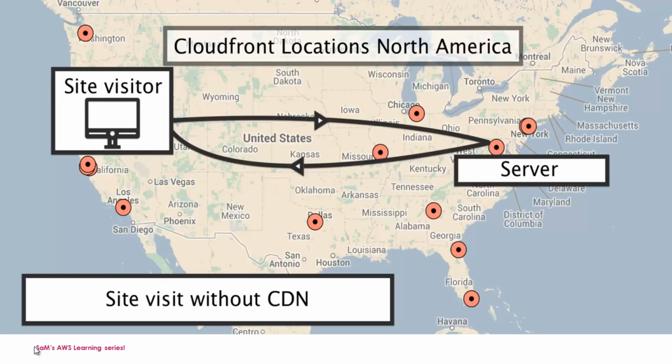So here I've got another diagram, and this is showing a site visit without CDN. The site visitor is sitting somewhere near California, and the server is hosted somewhere in West Virginia or near New York. The site visitor will have to make a request which will travel all the way to the server, and then the response will have to travel all the way back to the site visitor. This is the architecture without a CDN.